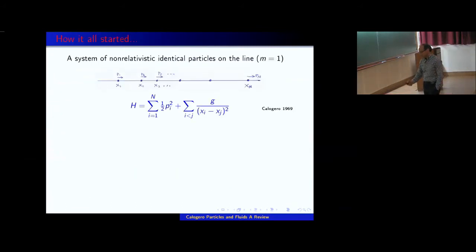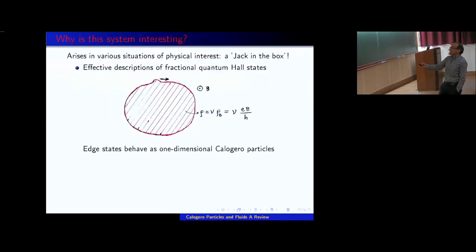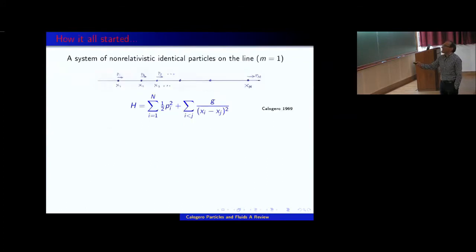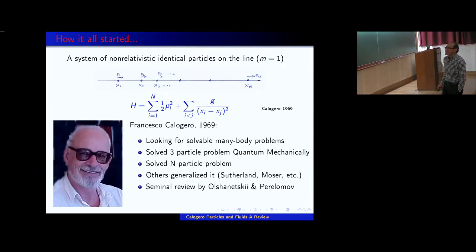So let's talk about how it all started so that we get a little bit of historical perspective. We are basically talking about a system of non-relativistic identical particles on the line, and I will set their mass equal to 1. The Hamiltonian is, of course, the kinetic term plus the potential term, and the potential term is a mutual two-body interaction of the inverse square type. That's the system proposed and solved by Calogero in 1969. And it is an interesting story.